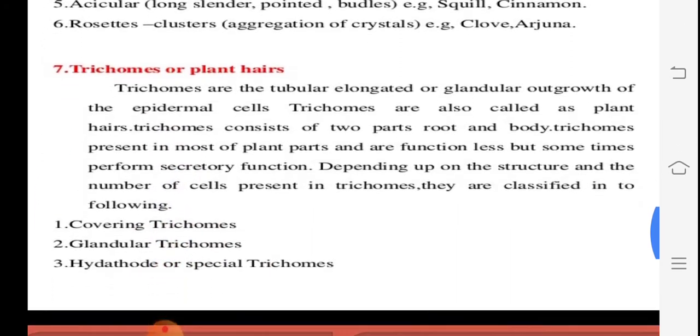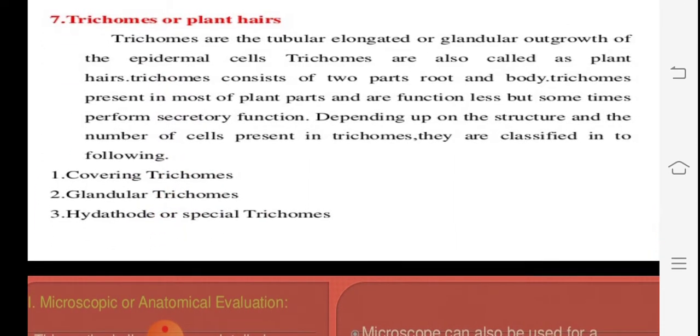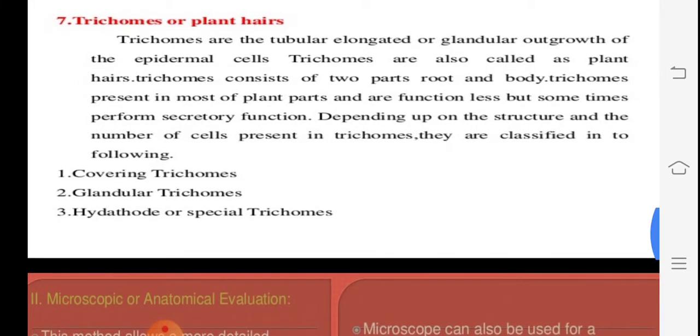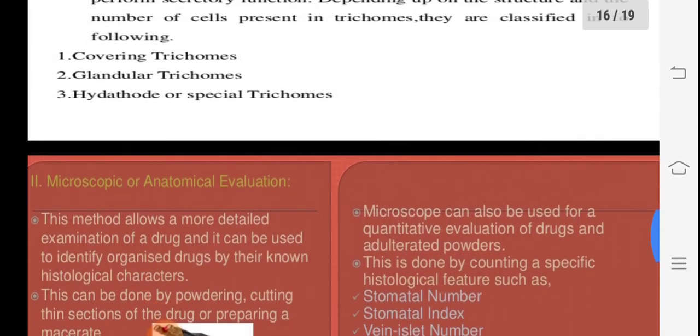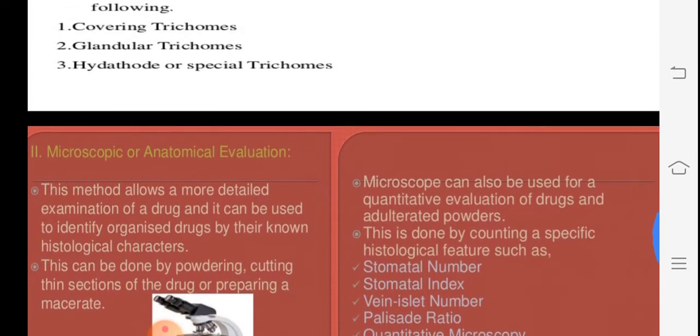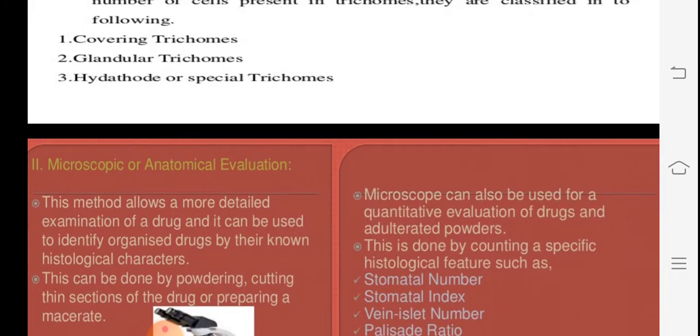Seventh one is the trichomes or plant hairs. How are the trichomes? Already we know trichomes are the outgrowths developing from the leaf epidermis, upper epidermis. These trichomes are plant hairs, multicellular in structure, and depending on the structure they are seen. So covering trichome, glandular trichome, hydathodes, special trichomes are there. I think you remember this from SY or FY BSc morphological character.